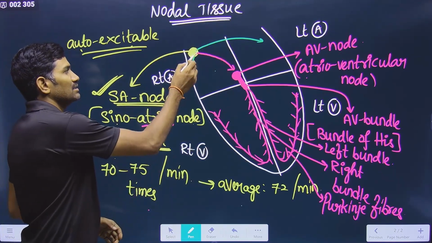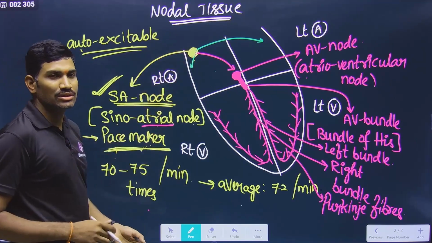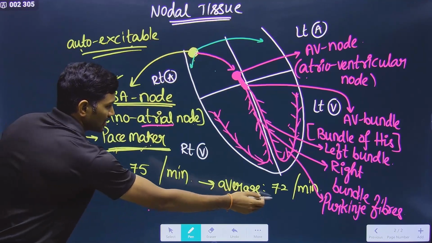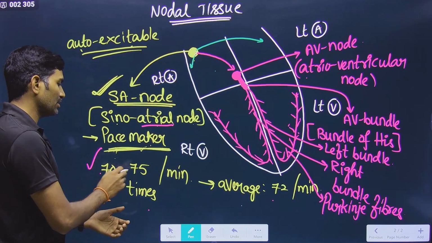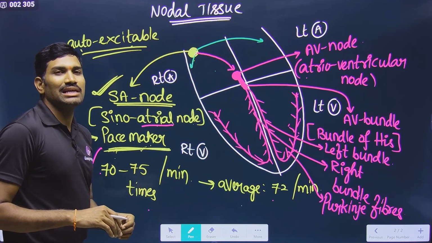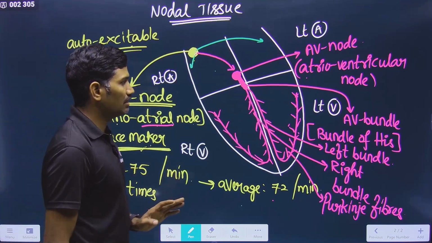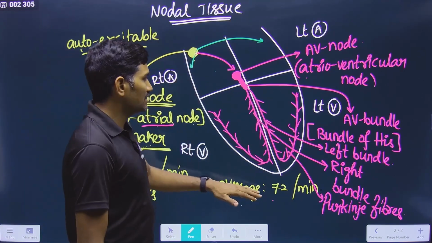Clear? There is an SA node, it itself generates these action potentials. On an average, it generates 72, in the range of 70 to 75. Now, I am talking about a normal healthy individual. Suppose the individual has high BP, hypertension, automatically the number will increase. But I am not talking about that. In the normal condition, we are talking.